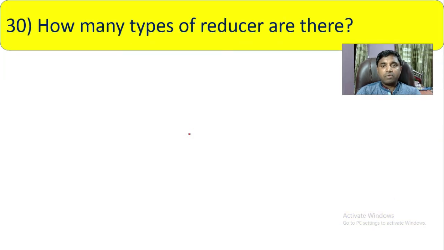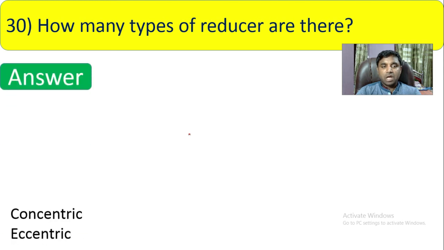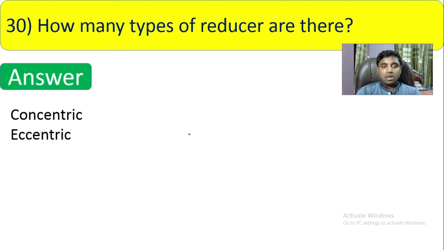Question number 30. How many types of reducer are there? You know the reducer, there are two types. One is concentric, another is eccentric. So two types of reducer are there, concentric and eccentric. So this question 30 is also a very basic question, and these are very helpful for the beginner. So you have to remember all these questions in your mind, then definitely you can crack any type of interview.